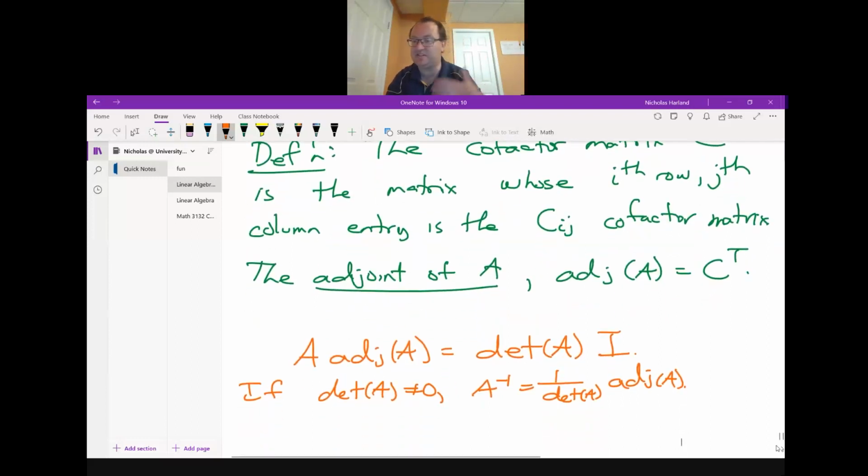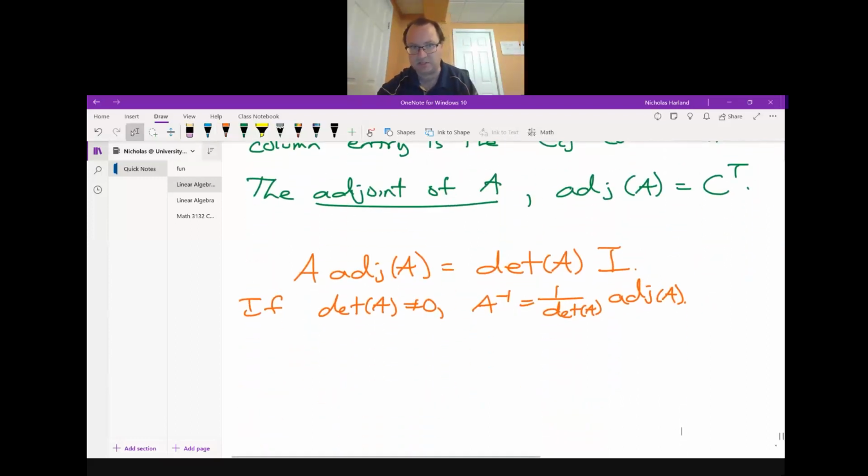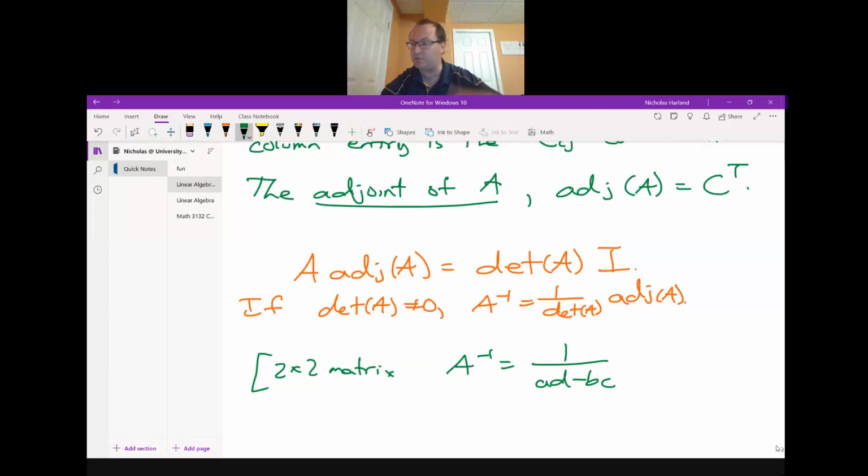And we get something similar. Granted, it's much more complicated in terms of actual computation, but we get something similar to the 2x2 matrix, which would say that A inverse is 1 over AD minus BC, which is our determinant, times D, negative B, negative C, A. So this would be the adjoint of a 2x2 matrix.